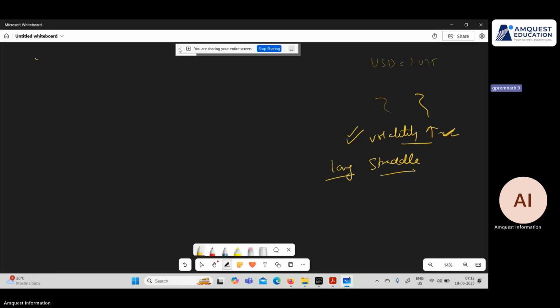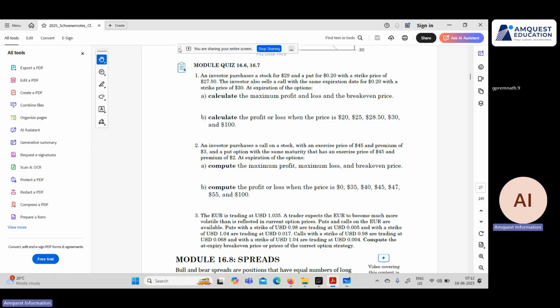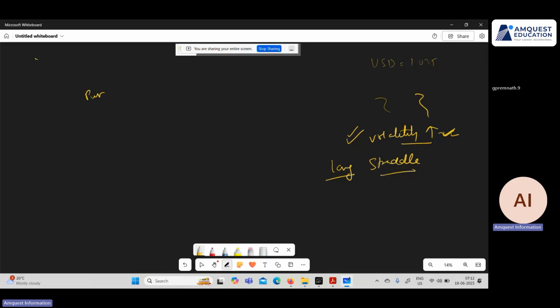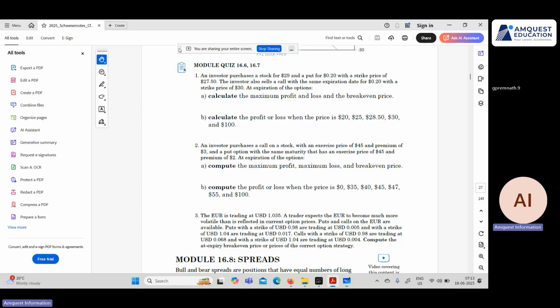Next, they say that puts and calls on euro are available. Puts at a strike price of 0.98. So basically, I have got put, I have got call, and I have got for 0.98 strike price.